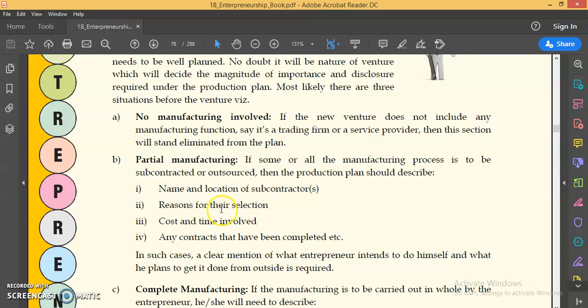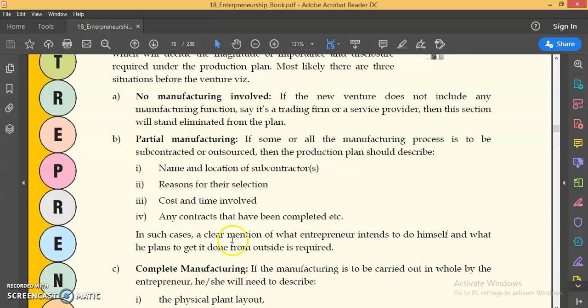So the reason for their selection, why you have selected this particular contractor. So obviously you will be giving a tender, you will be getting a quote, and obviously the quality should be there. If quality is not there, you're going to reject. So cost and time involved, what is going to be the duration? Of course, all that depends upon the order that you get. Okay. So any contract that has been completed, etc. So in such cases, a clear mention of what the entrepreneur intends to do himself or what he plans to get done from the outside is required.